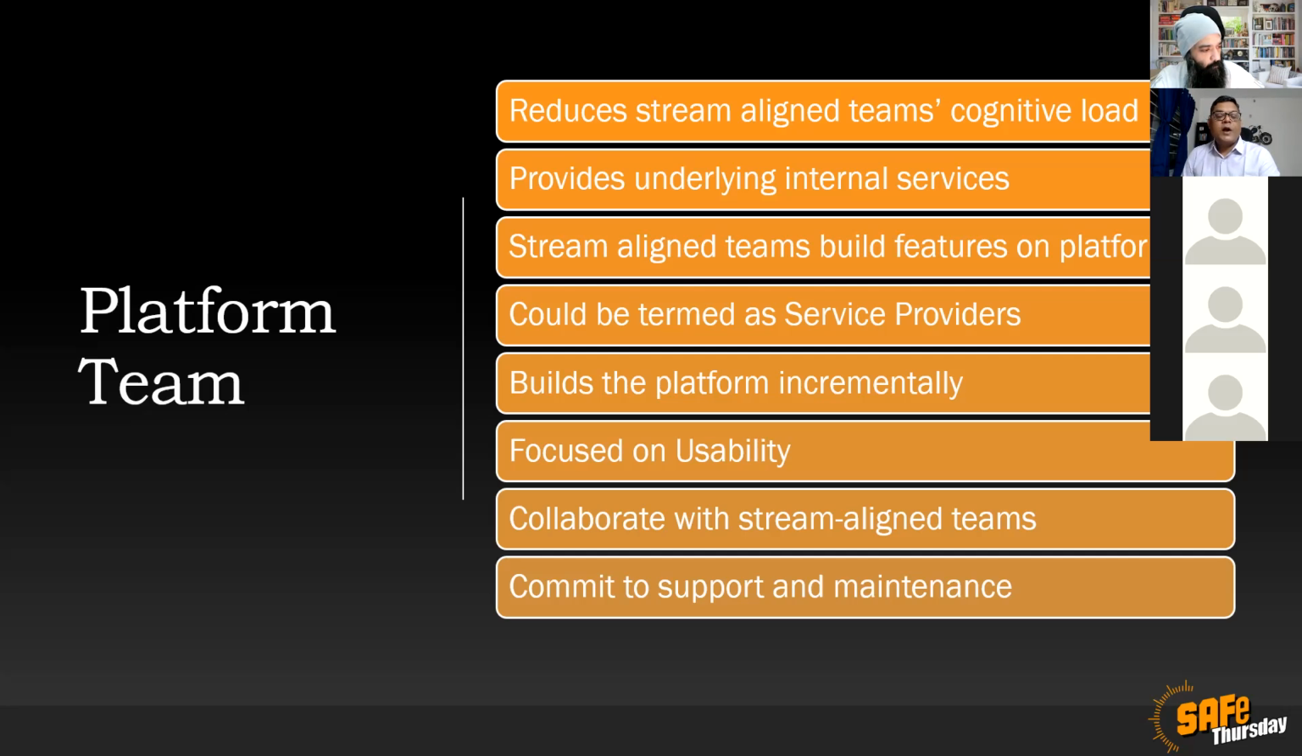So they build the platform incrementally. So obviously, when we are talking about platform, again, we are not building the entire platform right from the beginning, and we are building the platform incrementally. And they collaborate with stream aligned teams. And so the stream aligned teams, they depend on the platform team so that they can consume the platform to build their own features. And they commit to support and maintain the architectural platform.